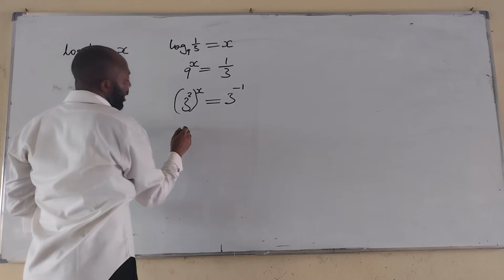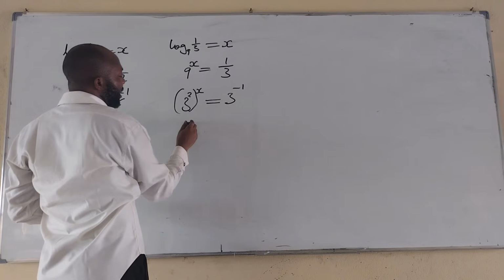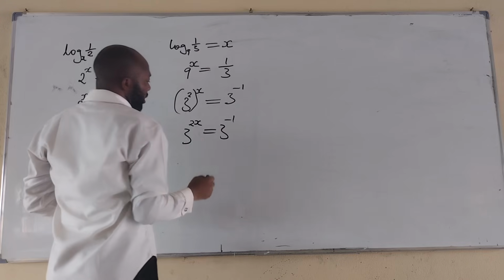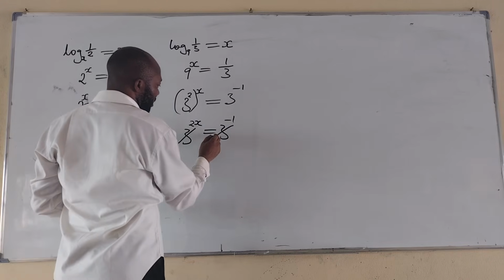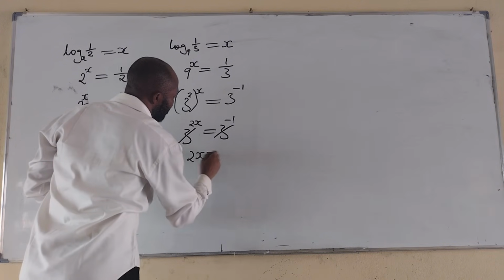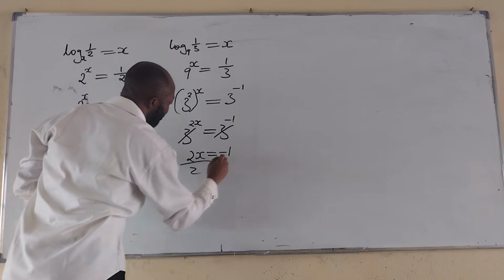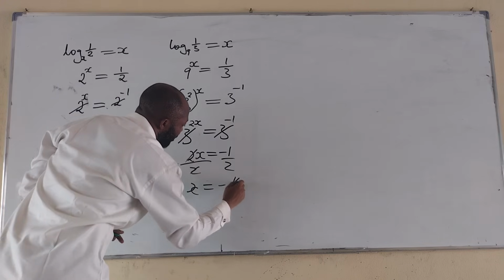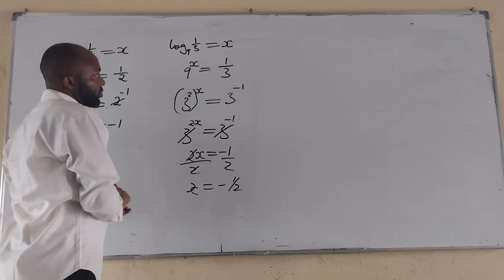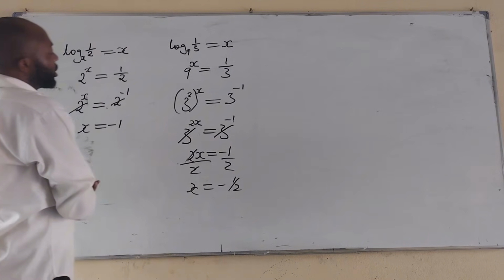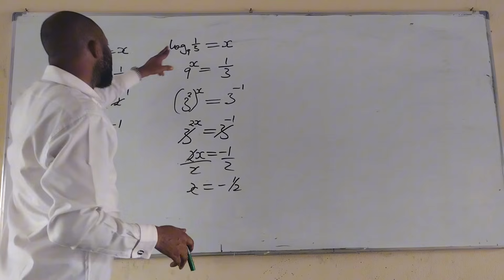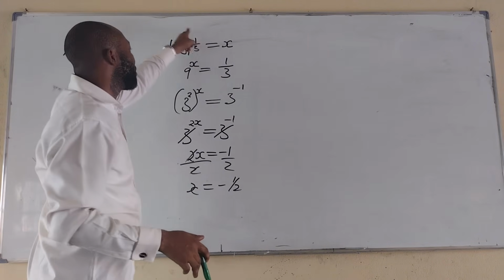So on this side, I expand 2 times x is 2x, and this is equal to 3 raised to the power minus 1. It means I can cancel the bases, and I have 2x is equal to minus 1. Divide both sides by 2, and my x is equal to minus 1 over 2. So this is the number of times, minus 1 over 2, that 9 can be raised to give us this.